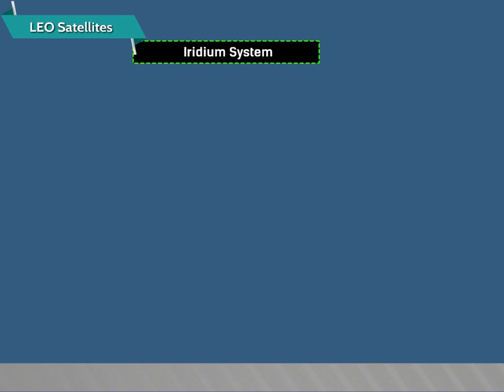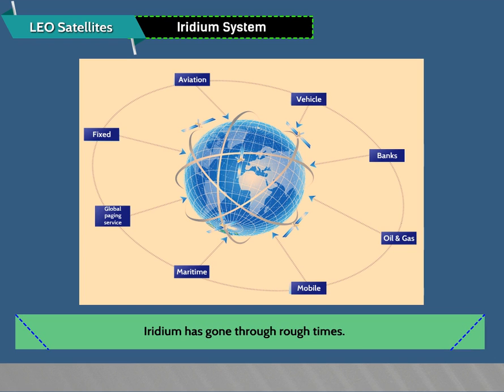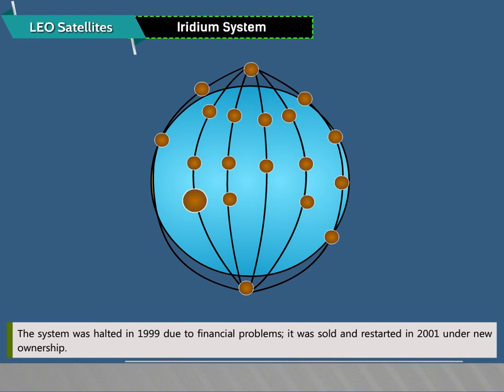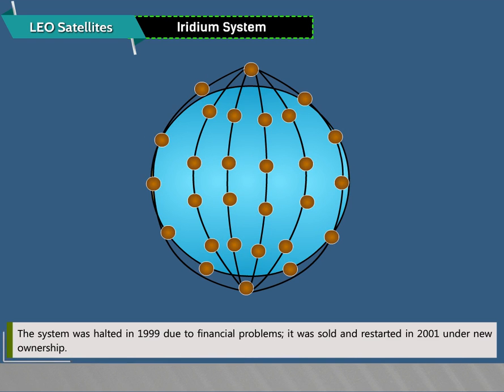Iridium system. The original name Iridium came from the name of the 77th chemical element. A more appropriate name is dysprosium, the name of element 66. Iridium has gone through rough times. The system was halted in 1999 due to financial problems. It was sold and restarted in 2001 under new ownership.